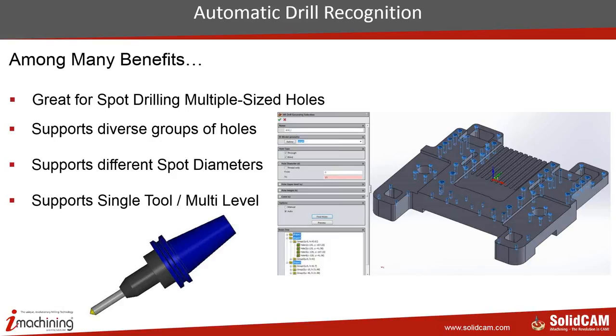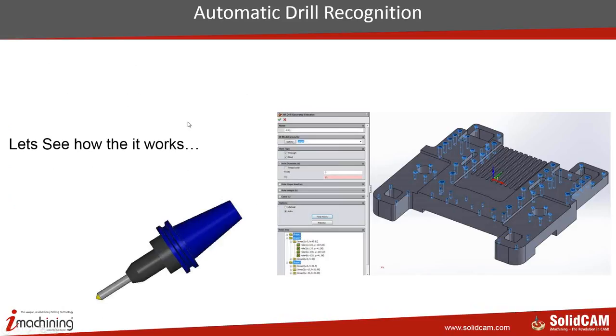This is very helpful for spot drill operations, where you want to take all the holes and put a spot drill on each one of those holes, no matter what level they're in. But more than just a plain spot hole, you can even do a spot hole where the diameter of the spot will get to the exact diameter of the hole itself. Let's see exactly how this works.